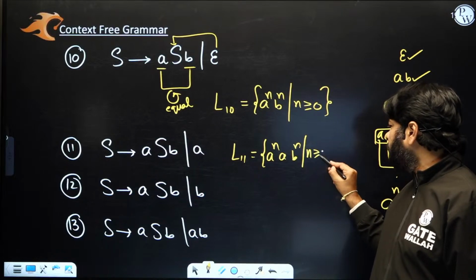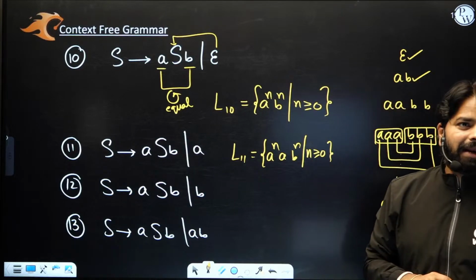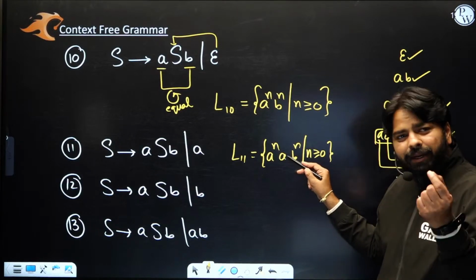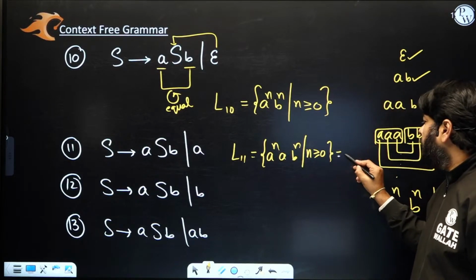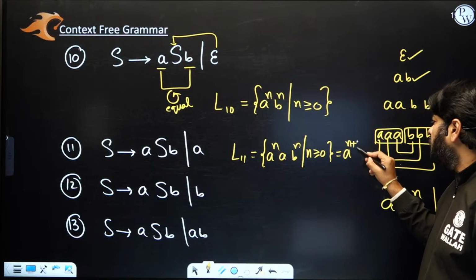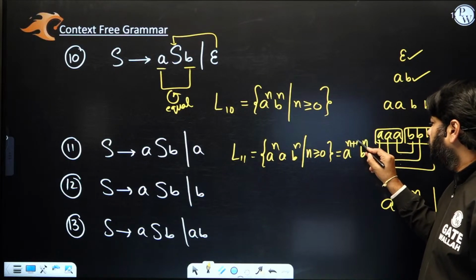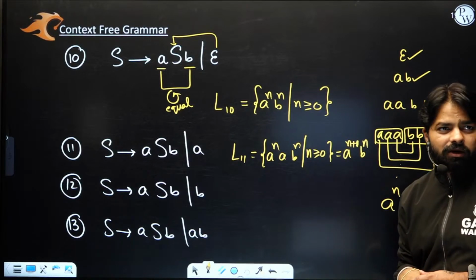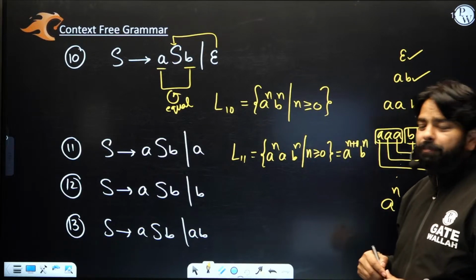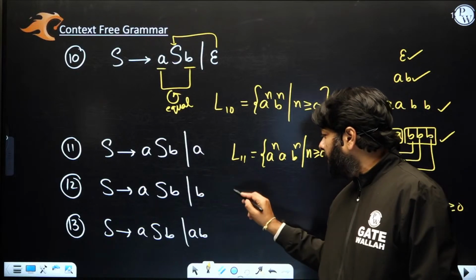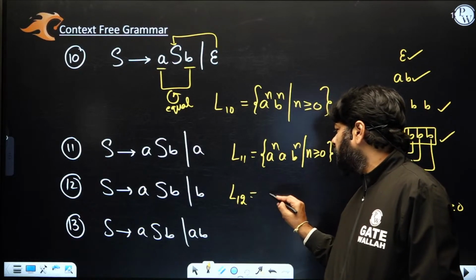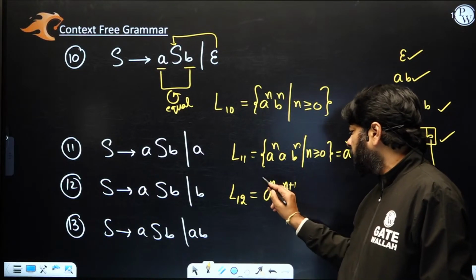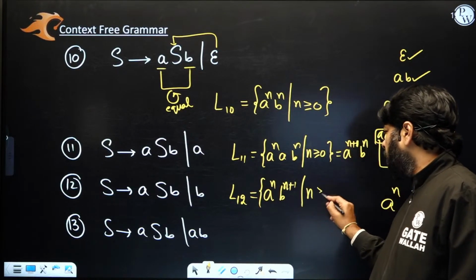And in fact, you can write in some other way, in the same language, that is a power n plus 1, because the a means a power 1, which means a power n plus 1, b power n. You can also write it this way. The same one, n is greater than or equal to 0, but a power n plus 1, b power n. And look here, who is going to be extra here? B is extra. So a power n, b power n plus 1 or 1 plus n, both are the same, where n is greater than or equal to 0.